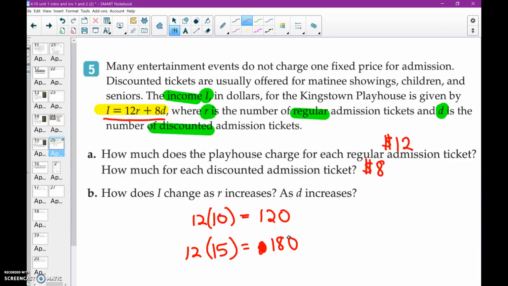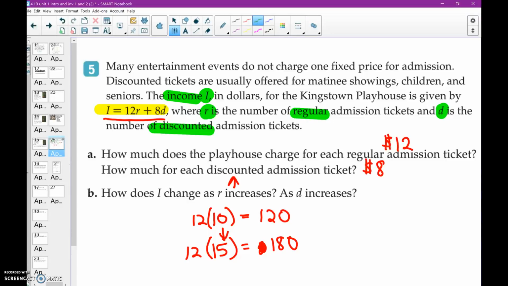Let's just double check. You should check on yours too. Hopefully you got a calculator to work with today because you need one. It's a math class. It is 180. All right, so as I increase R, my income should increase because I'm adding it to the discounted ones, so it's going to be increasing for that one.